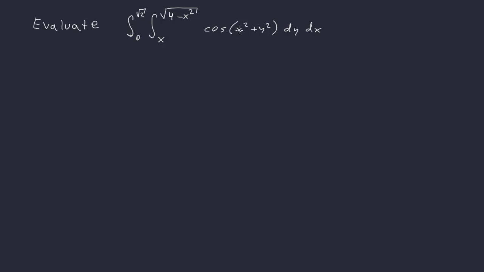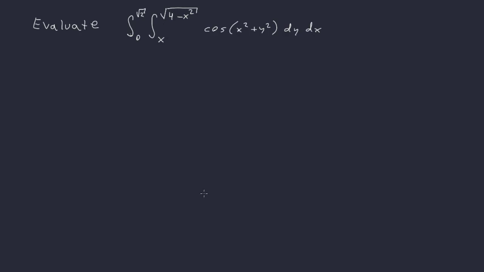All right, so this example is actually going to stretch all of our polar coordinates muscles here and all of our double integral muscles too, because it's going to involve visualizing the original curve in Cartesian coordinates, then converting it to polar, then transforming the whole integral into polar, then integrating, and et cetera, et cetera. So the first thing we need to do, if we want to evaluate this integral, which is the integral from 0 to square root 2, the integral from x to square root of 4 minus x squared of cosine of x squared plus y squared.